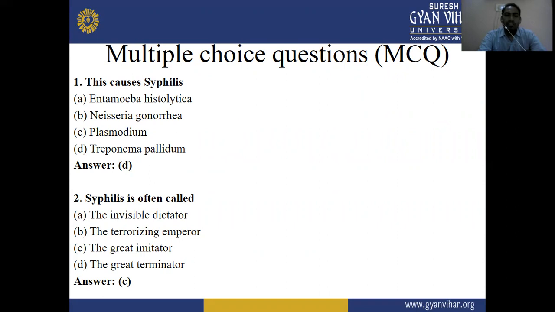Next question. Syphilis is often called: option A, the invisible detector; option B, the terrorizing intruder; option C, the great imitator; option D, the great terminator. The right answer is C, syphilis is the great imitator.